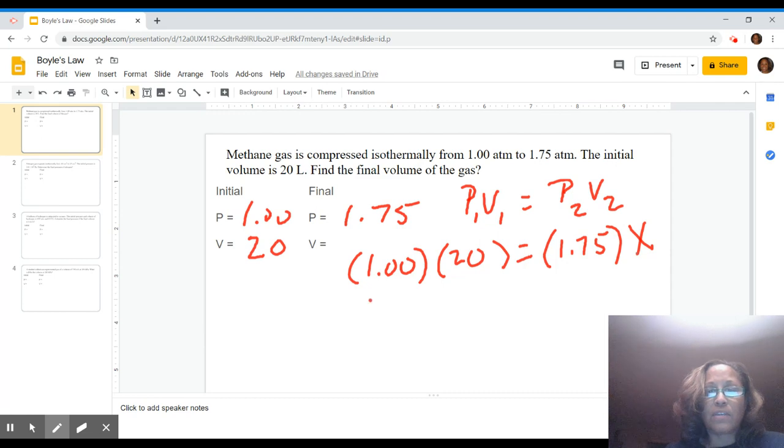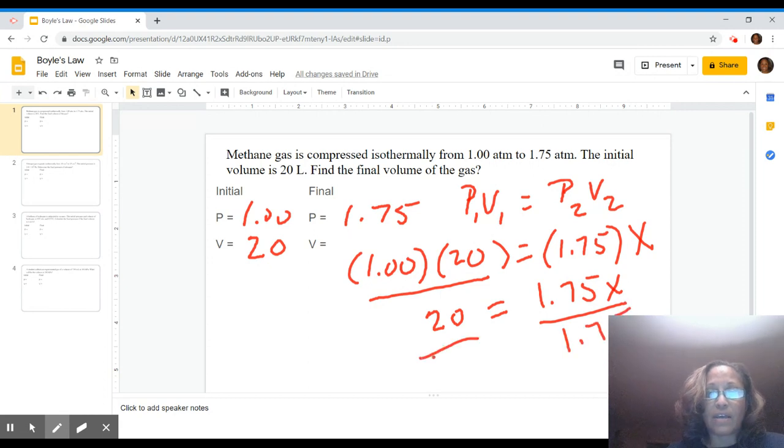So you multiply these two numbers together to get 20 again because 20 times 1 is 20. Set that equal to 1.75X, and then just like in algebra, you divide 1.75 into both sides. And when you do that math on your calculator, the final volume is going to turn out to be 11.4. Now there's the question of units. What units do you make this volume? Well, the initial volume was in liters, so your final volume is going to be in liters.